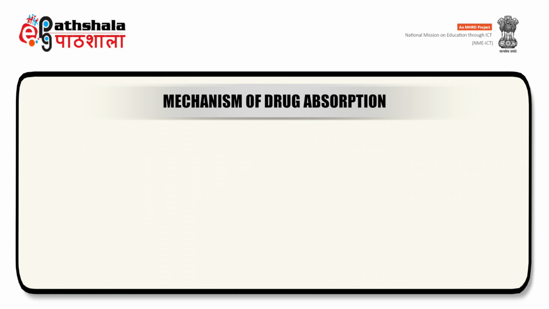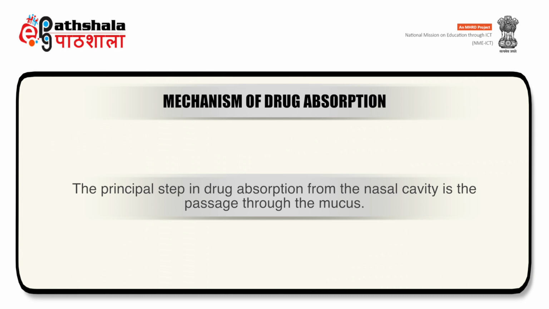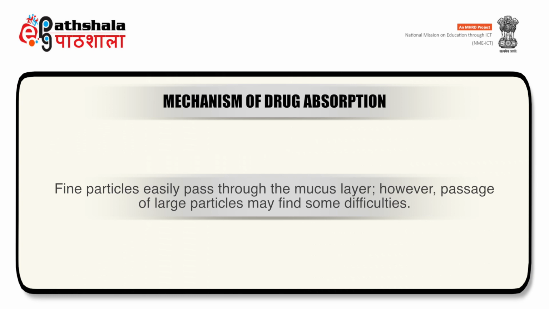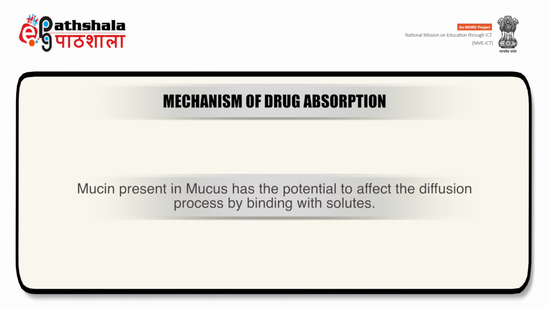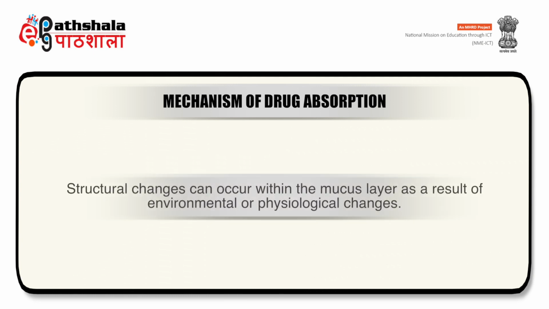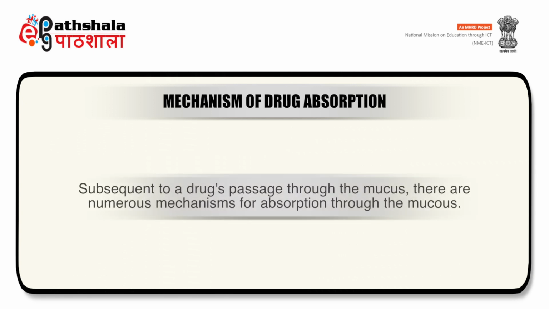Friends, now we will discuss mechanism of drug absorption in nasal cavity. The principal step in drug absorption from nasal cavity is the passage through mucus. Fine particles easily pass through mucus layer. However, passage of large particles may find some difficulties. Mucin present in the mucus has the potential to affect the diffusion process by binding with solutes. Structural changes can occur within the mucus layer as a result of environmental or physiological changes. Subsequent to a drug's passage through mucus, there are numerous mechanisms for absorption.